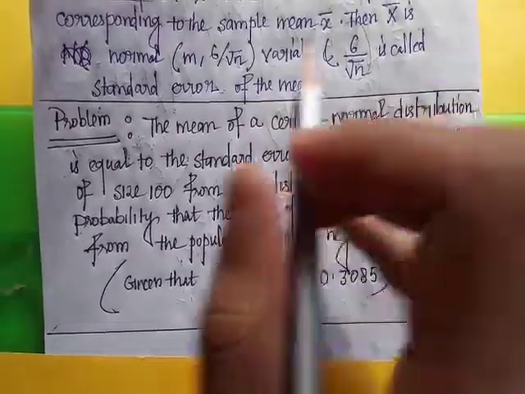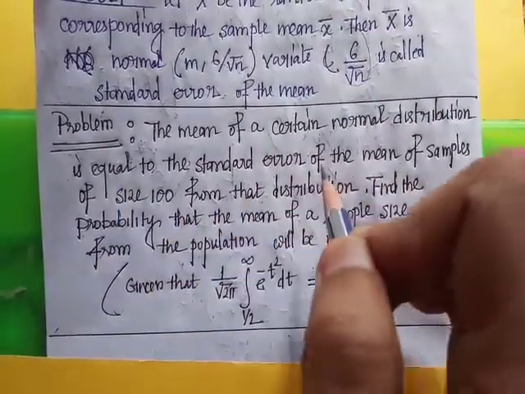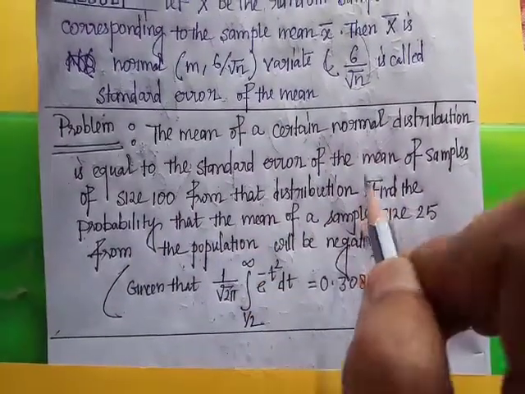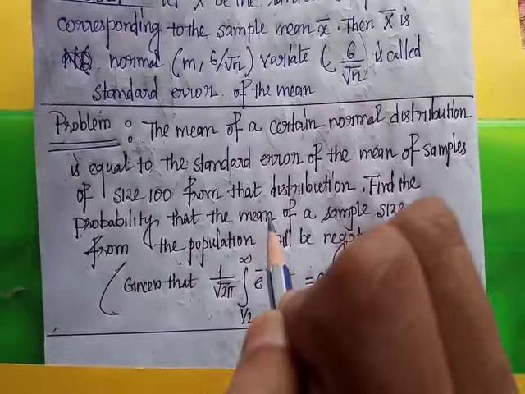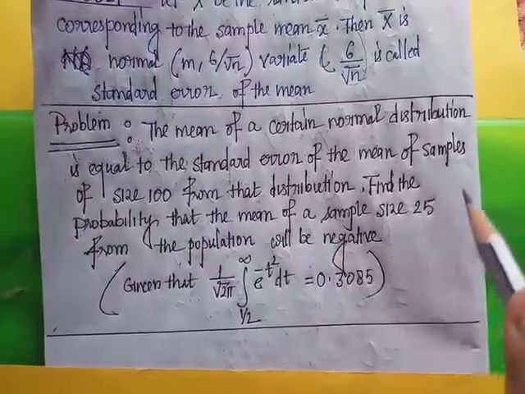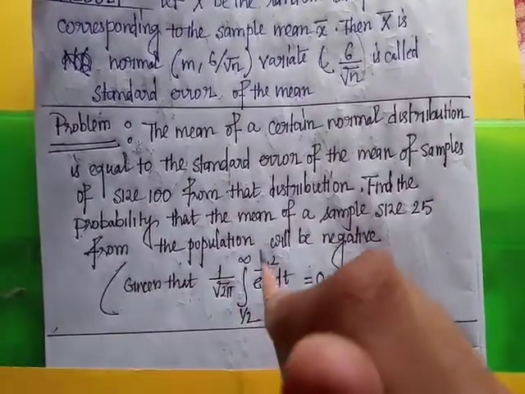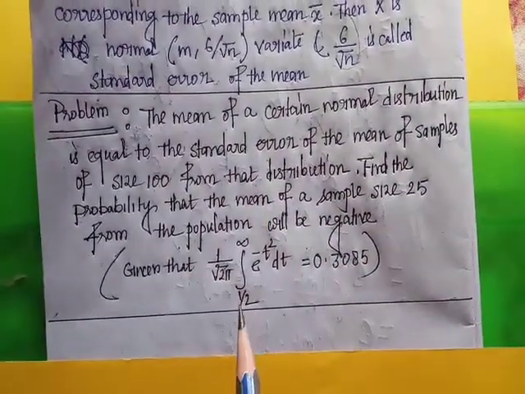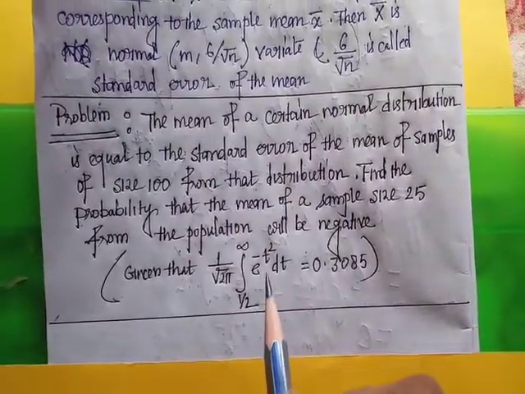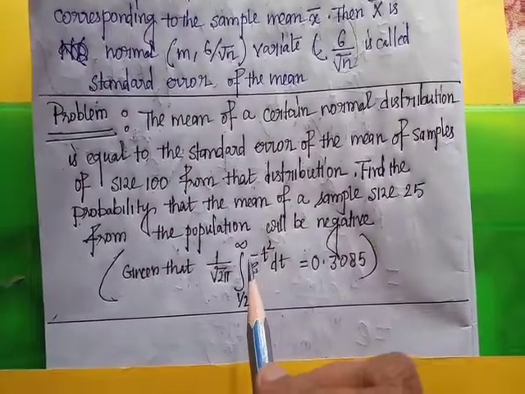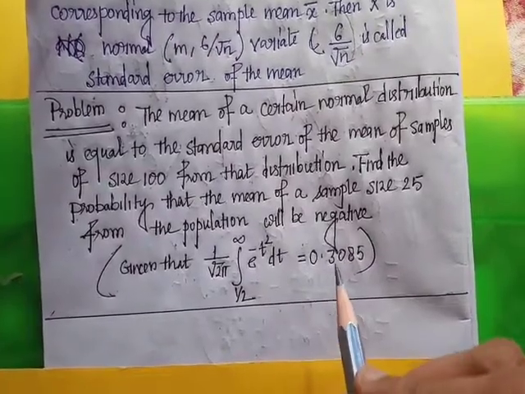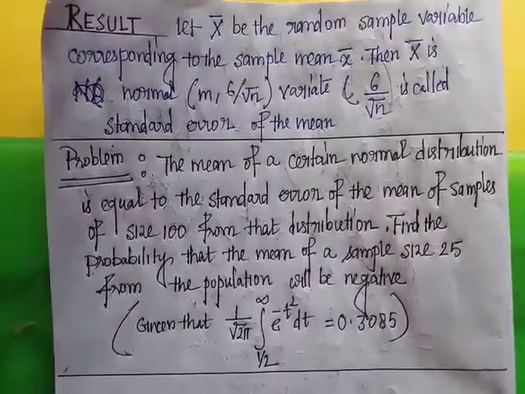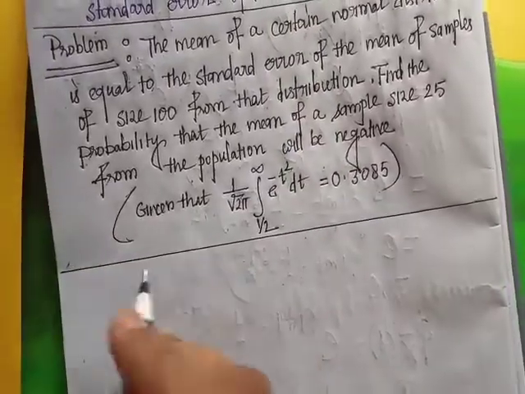So here the question is, the mean of a certain normal distribution is equal to the standard error of the mean of sample of size 100 from that distribution. Find the probability that the mean of a sample size 25 from the population will be negative, given that 1 by root over 2 pi integration half to infinity e to the power minus t square dt equal to 0.3085. This is the question. Solution.